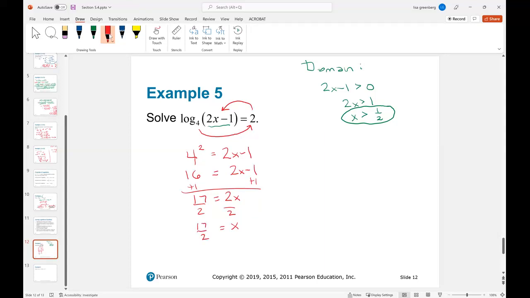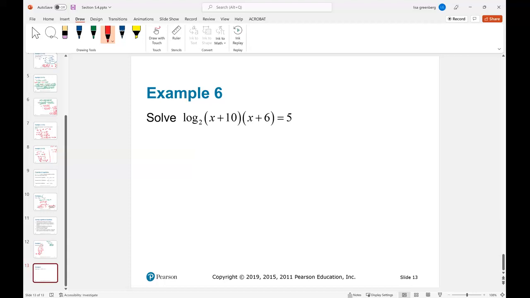17/2, which is really the same as, you can probably put it in as a fraction, but if you like, this is 8.5. 8 is 16, so I have a half more. That is in the domain, so we're in good shape, right? Then I want to check if that's an extraneous solution. Well, it can't be an extraneous solution because it is greater than 1/2. So my final answer, I think they probably want a fraction. So the answer would be 17/2. Okay.